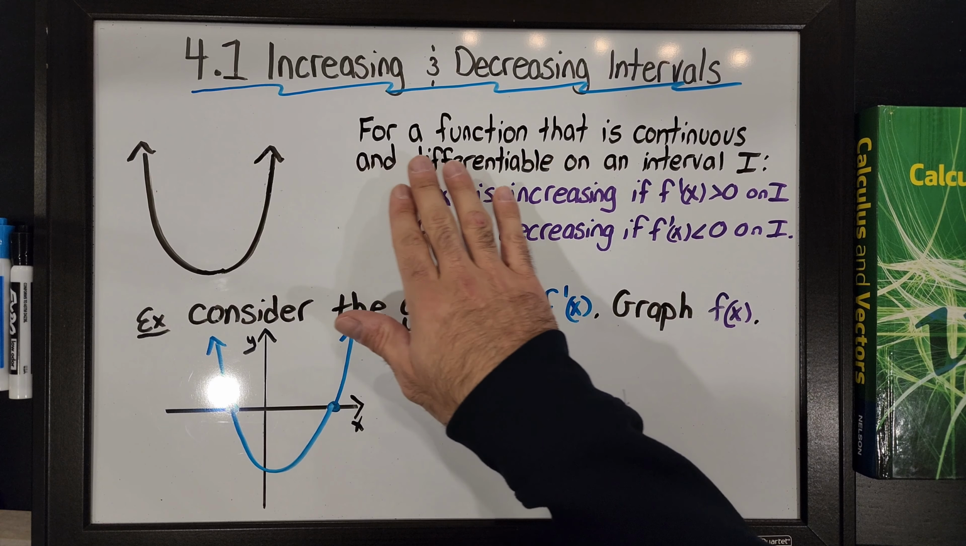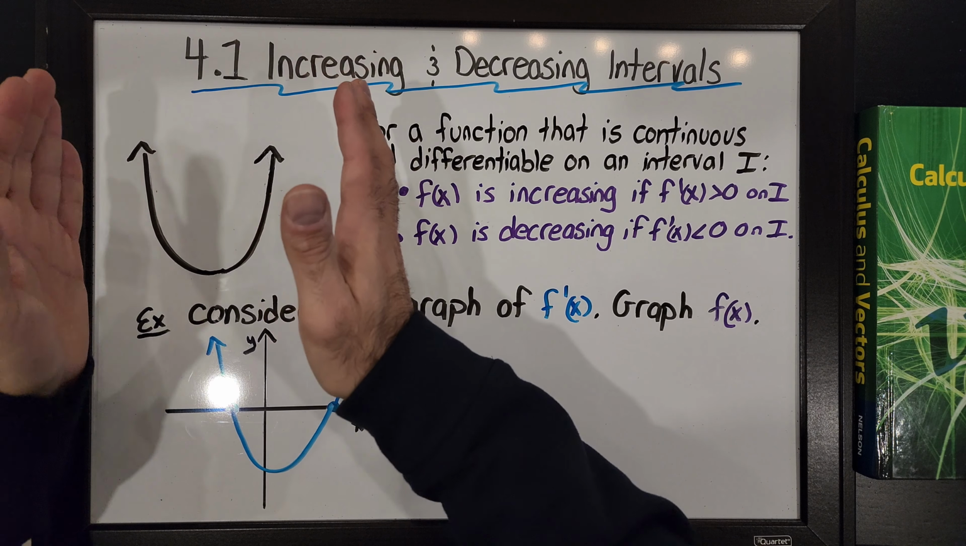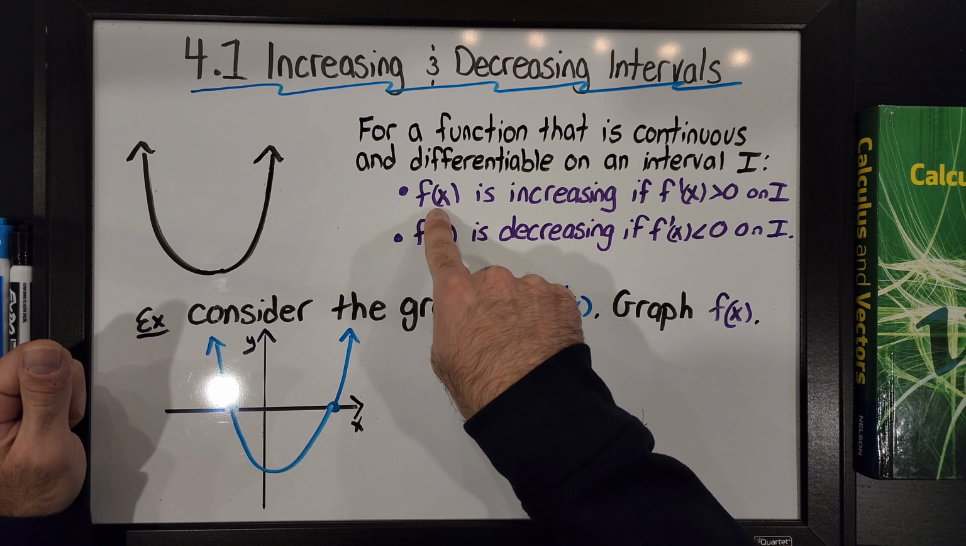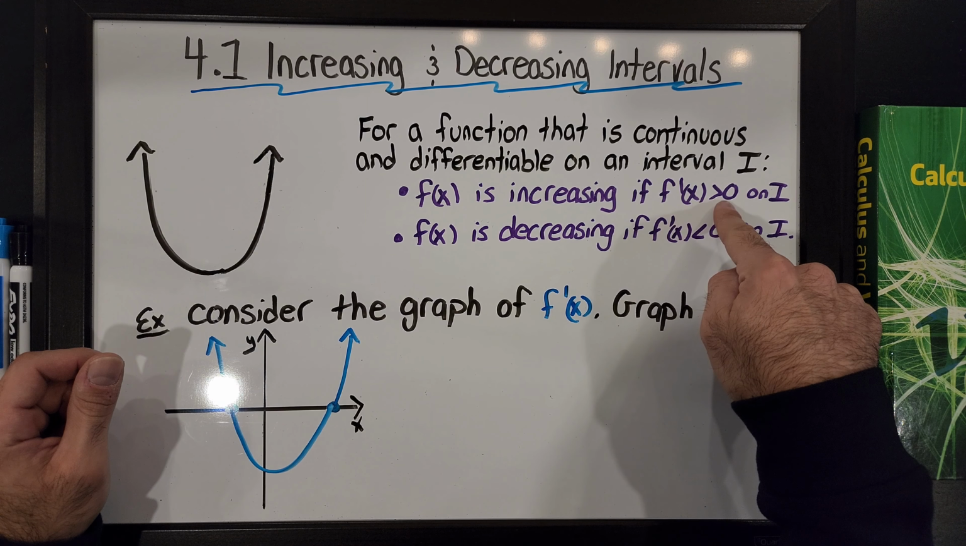I'm just going to make a statement here. For a function that is continuous and differentiable on an interval I, so on any interval I, it could be negative infinity to infinity or 1 to 5, whatever it is, the function f at x is increasing if the first derivative is greater than 0.